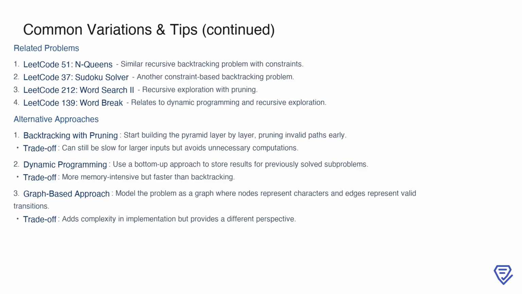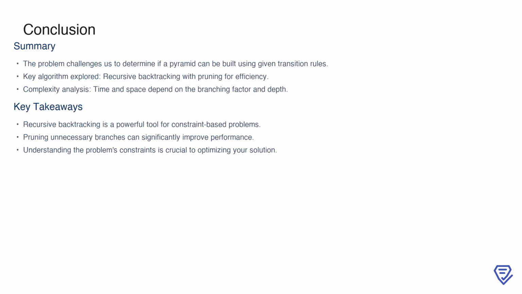Lastly, a graph-based approach can be employed by modeling characters as nodes and transitions as edges, which provides a unique perspective but adds implementation complexity. Each method has its pros and cons, and understanding these trade-offs is key to selecting the right approach for a given scenario.